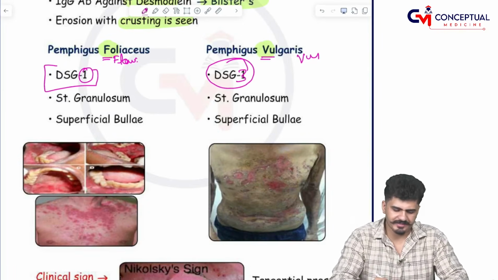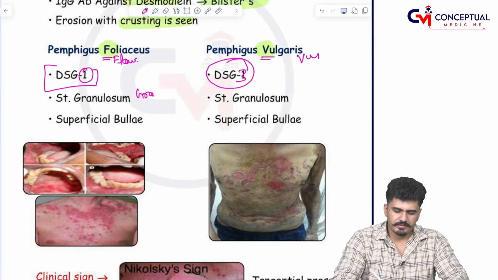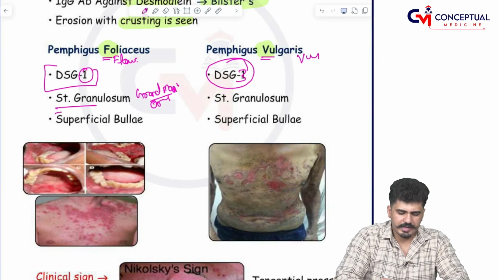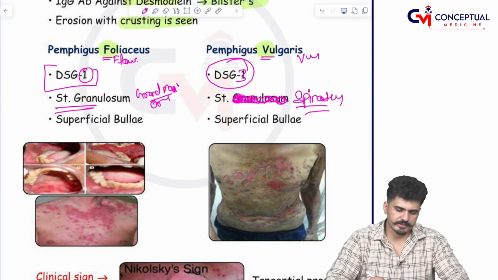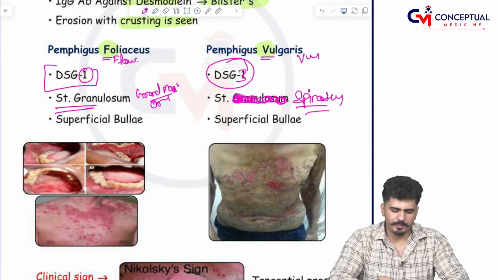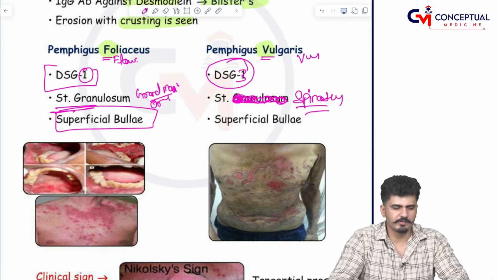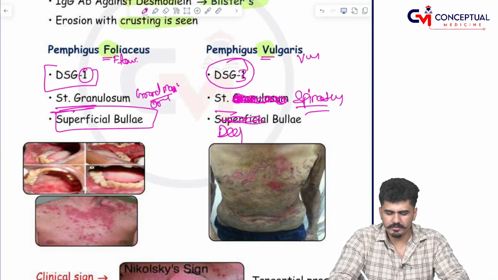Then, the flower is present in the granular layer, so stratum granulosum. Vulgaris kahan hota hai? Kaante ki tarah chubhti hai, spinosum, stratum spinosum. Then foliaceous, flower ko upar se chhoona hai, that is why superficial bulla. And in pemphigus vulgaris, there is going to be the deep bulla.